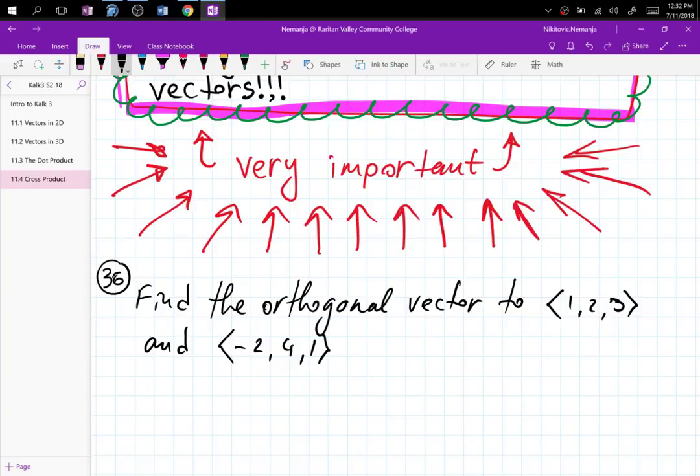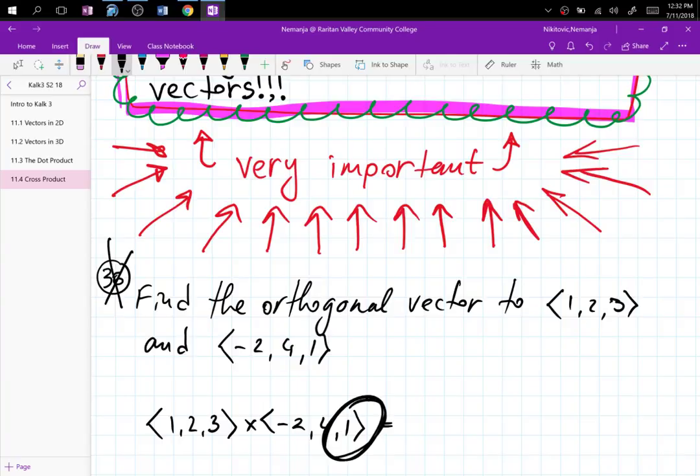All right, so we have 1, 2, 3 cross -2, 4, 1. It's -2, 4, -1. Don't worry about it. We'll do it with 1. Problem 36 has a -1 over here, so this is not problem 36. It's close.